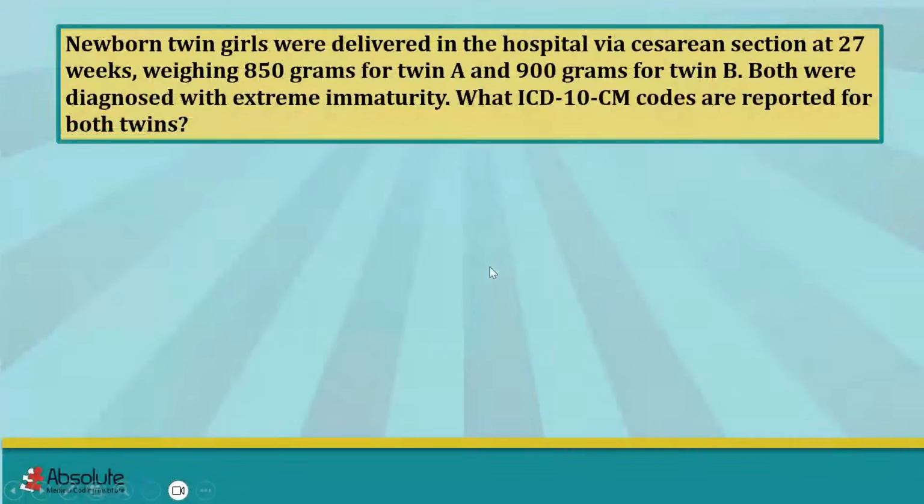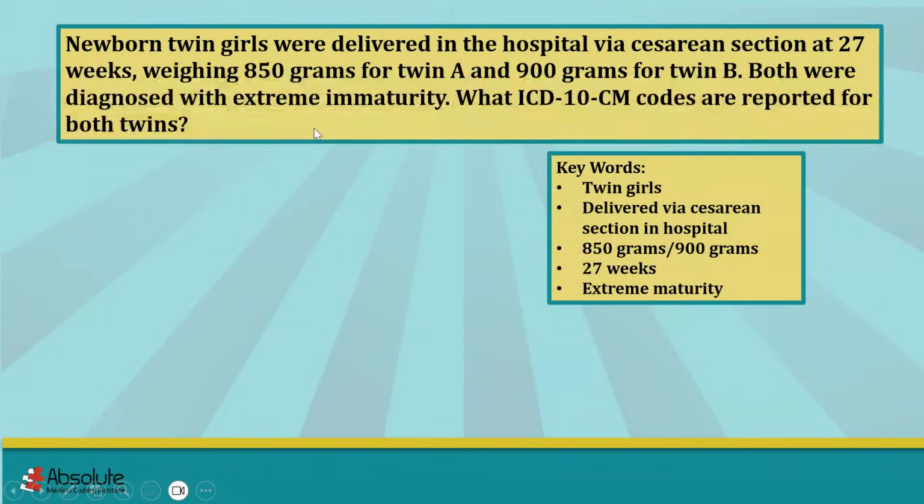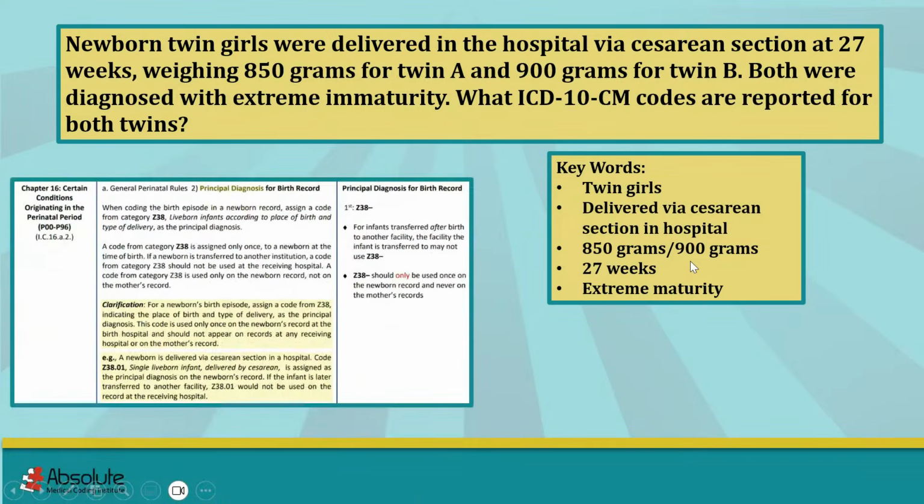All right, so this is our scenario. Again, the keywords we're taking out of this are the twin girls, delivered via cesarean section in the hospital, the weight of the twins, the 27 weeks, and then the extreme immaturity, which is what that should be. So this is the guideline that we're going to be using, from Chapter 16, I.C.16.a.2.